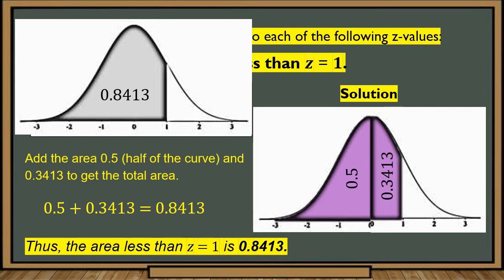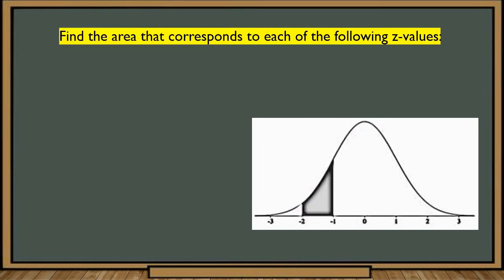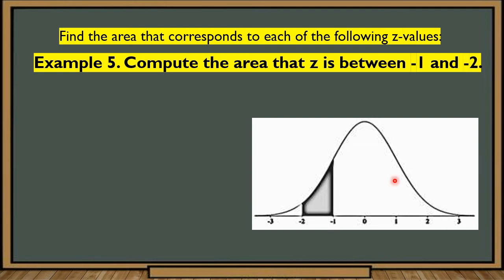I hope you get the process. So next, we have here the word between. Compute the area where z is between -1 and -2. So first, andito na siya.